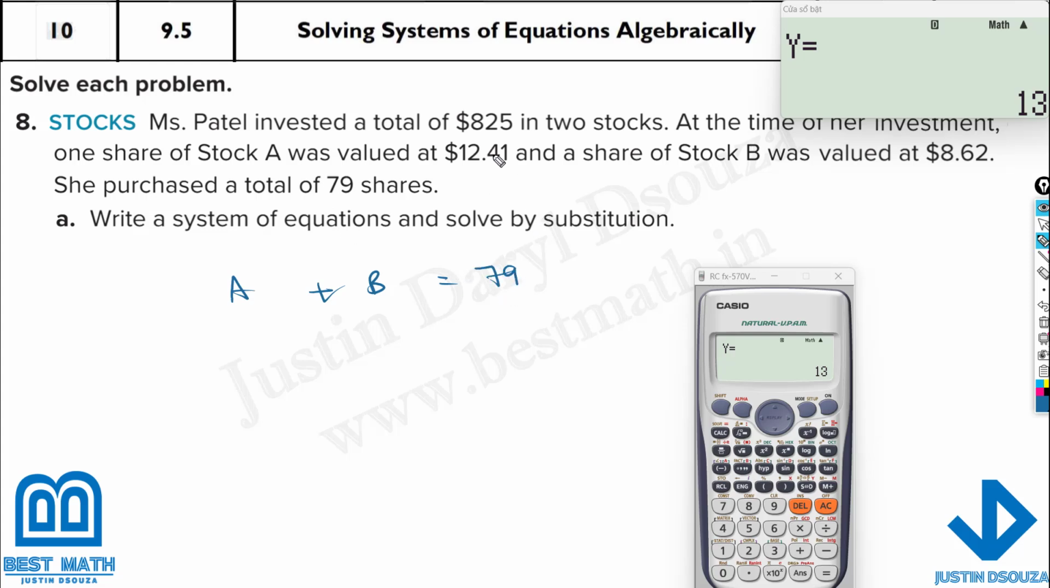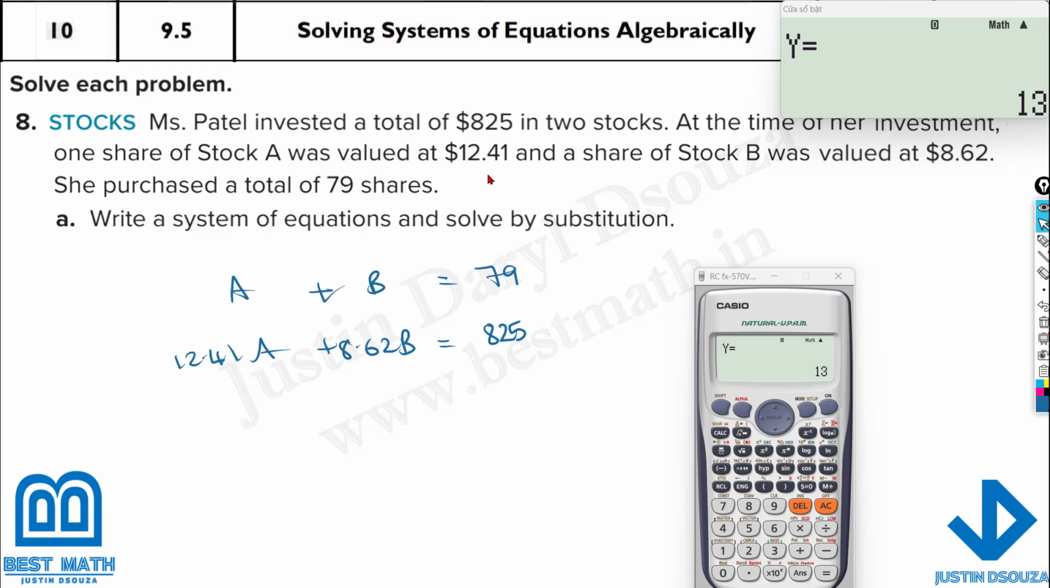Stock A and stock B total how many shares? 79. And what is the cost of stock A? It is 12.41, not 79 again. It's 12.41A plus 8.62B. That is equal to how much? It is equal to 825. So these are the two simultaneous equations we can form.